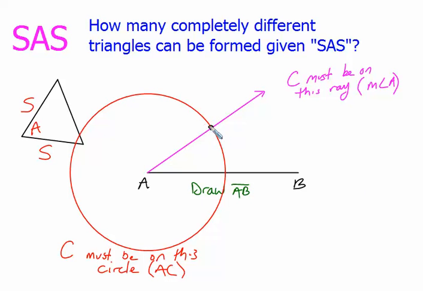Well, now there's only one point for C. If it has to be on the ray and it has to be on the circle, C must be here. And then we would take our ruler, we would draw on the other side of the triangle, and there's our triangle ABC. So the answer to the question, how many completely different triangles can be formed given side angle side? The answer was 1. Because of how this materializes, that is why we can guarantee that side angle side works to show that triangles are congruent.